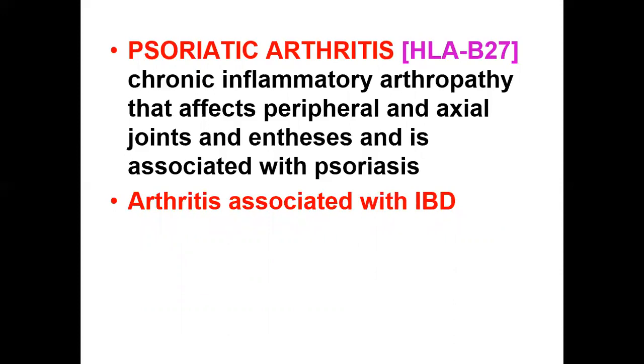So then there is psoriatic arthritis, HLA-B27 positive. There is chronic inflammatory arthropathy that affects peripheral and axial joints and is associated with psoriasis, a chronic skin disease. Then arthritis associated with inflammatory bowel disease, ulcerative colitis and Crohn's disease. There is also autoimmunity and associated extraintestinal arthritis.